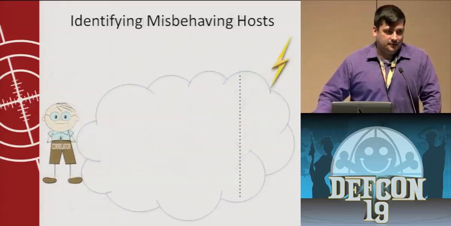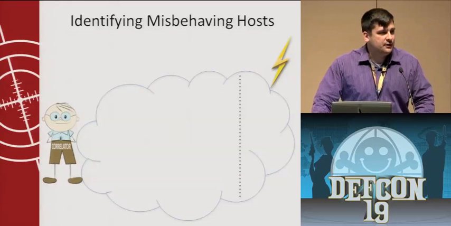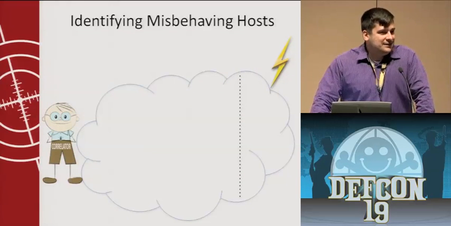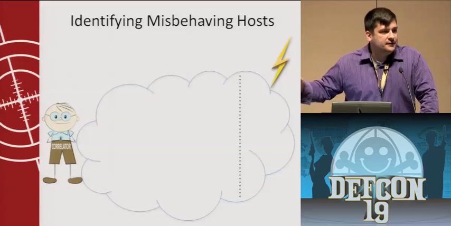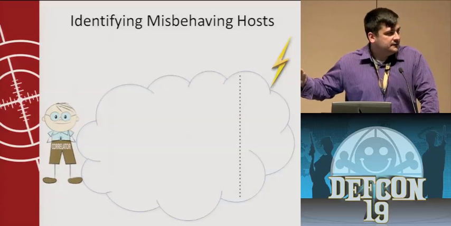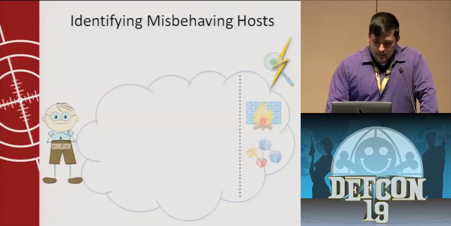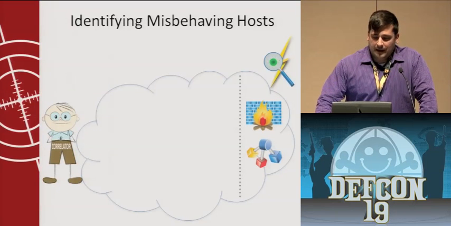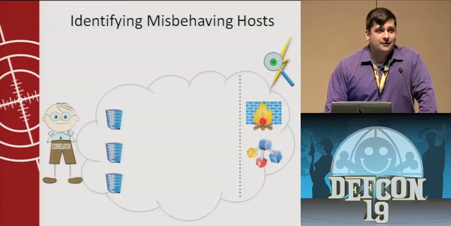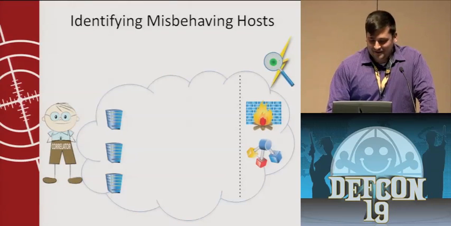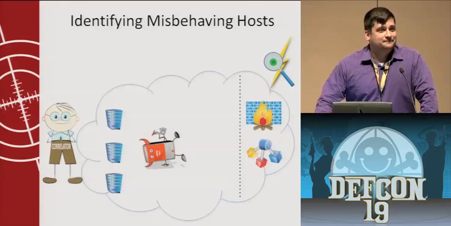But how does that occur? I'm going to go through a few scenarios real quick on easy ways that this can be done. Towards the end of the talk, I'll talk about some more complex ways to detect misbehaving hosts. But here we have our IDS, our firewall, and our switches. And these are our happy clients. We'll throw in a bad guy.